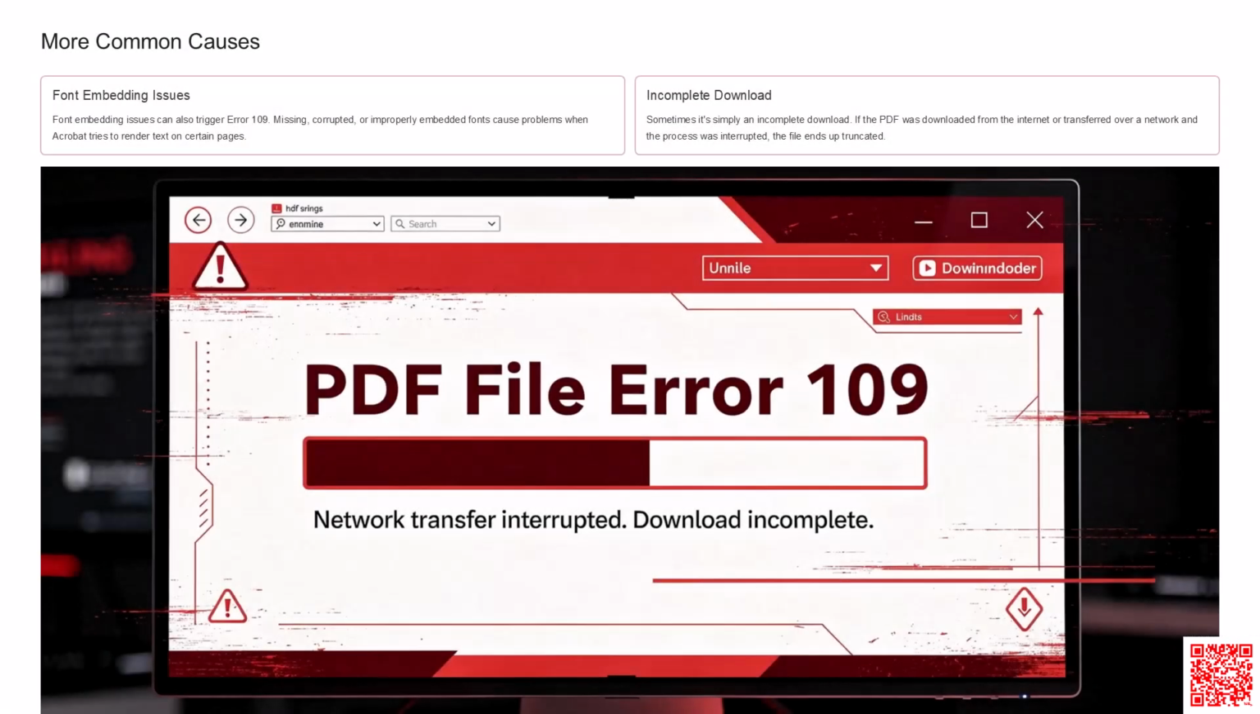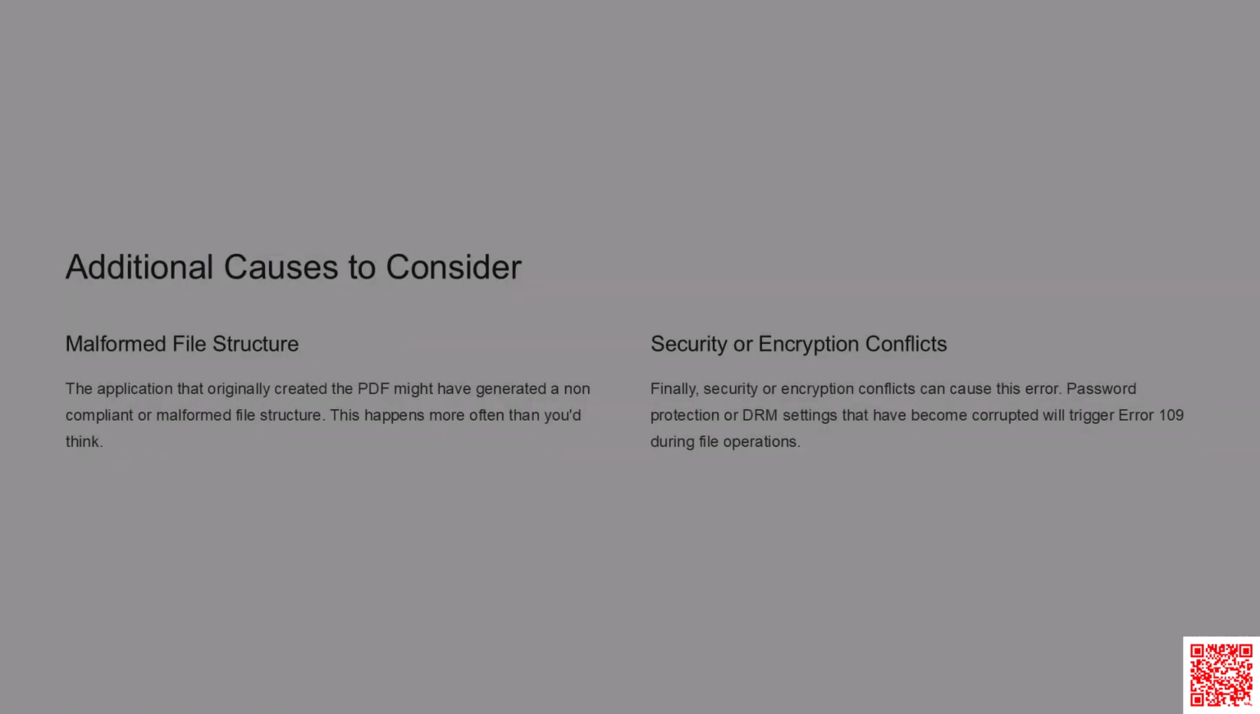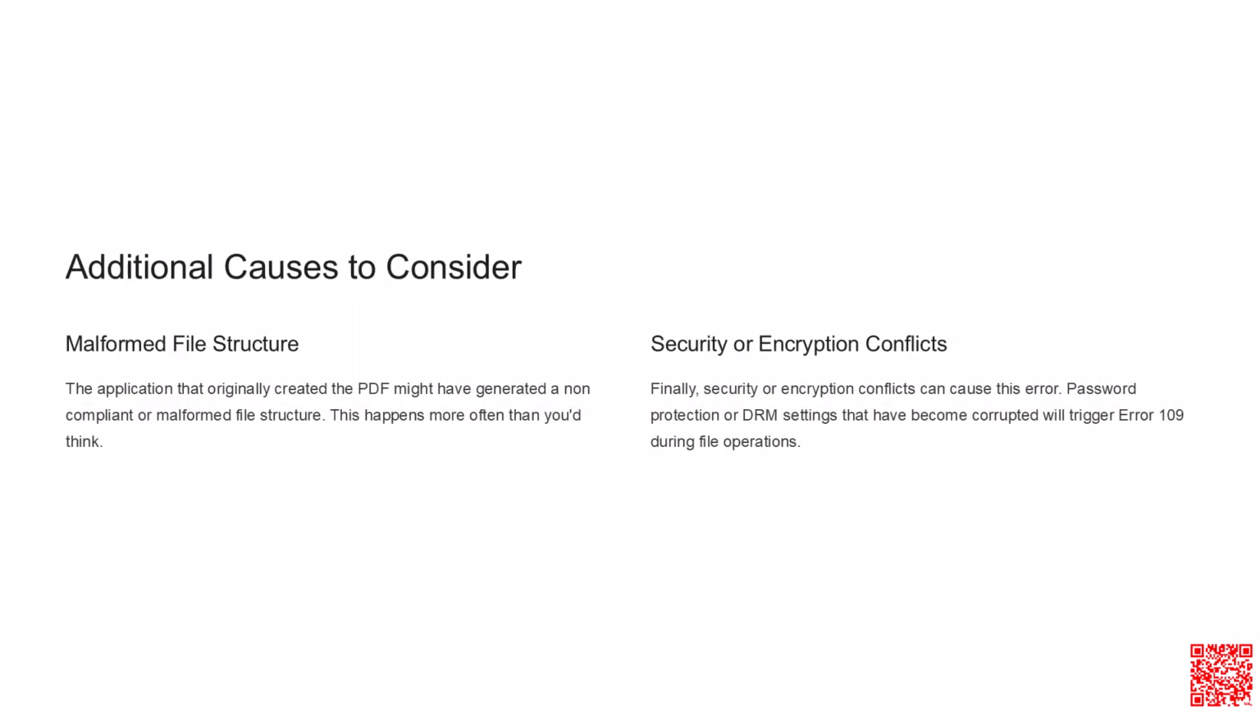Font embedding issues can also trigger error 109. Missing, corrupted, or improperly embedded fonts cause problems when Acrobat tries to render text on certain pages. Sometimes it's simply an incomplete download. If the PDF was downloaded from the internet or transferred over a network and the process was interrupted, the file ends up truncated. The application that originally created the PDF might have generated a non-compliant or malformed file structure.